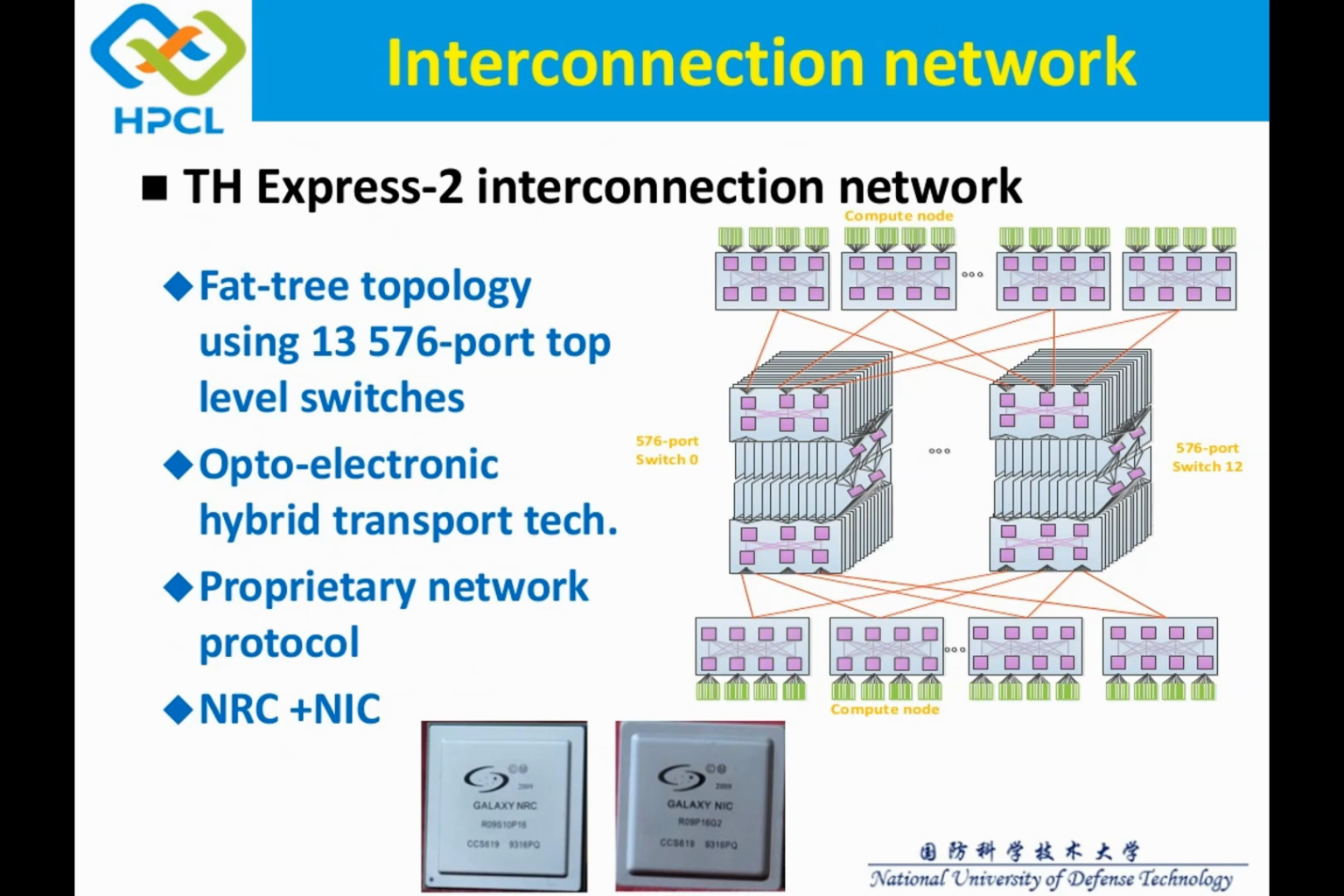Now for the interconnect between these processors. This interconnect is based on something called a fat tree topology. Later on in a different lecture, we'll talk about what this topology is. Basically, there are 13 cabinets to do the interconnect for the Tianhe computer. Each of these cabinets uses a fat tree topology and has 576 ports, and it uses a proprietary communication protocol.